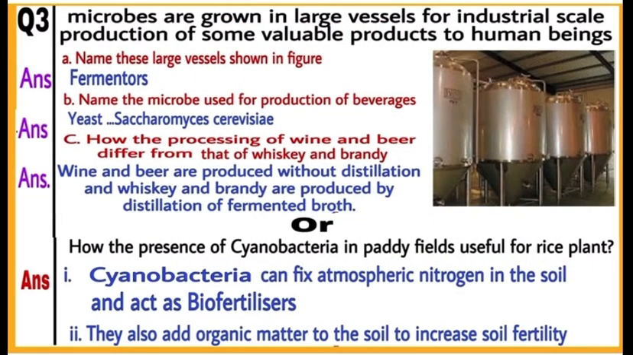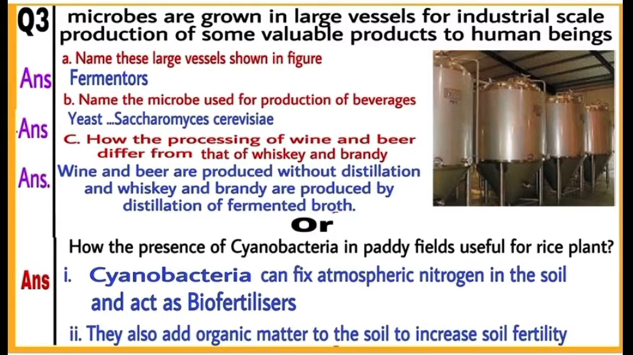Question 3. Microbes are grown in large vessels for industrial scale production of some valuable products to human beings. Now, A part of the question. Name these large vessels shown in the figure. These vessels are called fermenters where microbes are grown in large numbers.